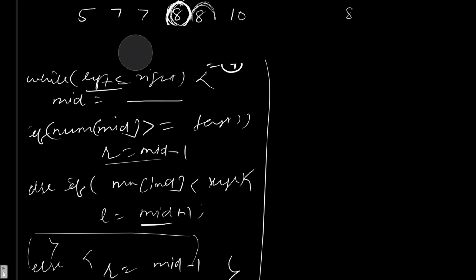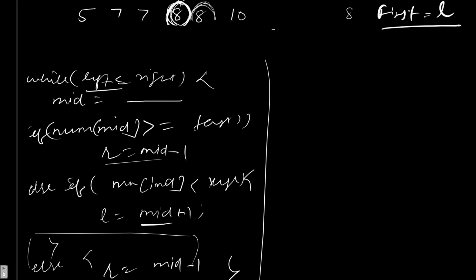So we will store this L somewhere, and let's say we are storing the index in a variable like first equal to L. Okay, now we found our first index. Now we have to find our second index. How can we find the second index? We will write code for that here.